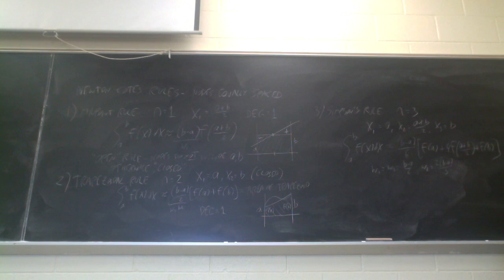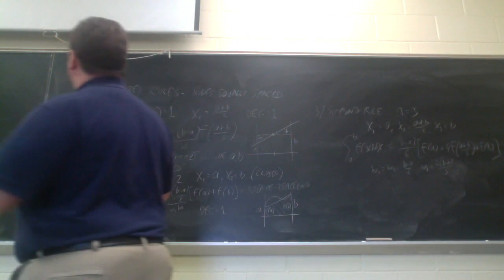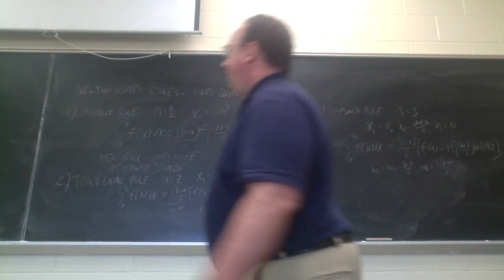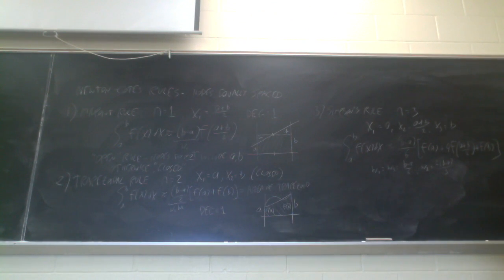Similar to why, with differentiation, the sum of all the weights had to be 0, is because what if f is a constant function? Like, what if f of x is equal to 1? Then the answer should be b minus a. And in a quadrature rule, if f is a constant, you pull that out of your sum, and what's left? The sum of the weights. So that's why it has to be b minus a. Okay. So that's something we're always going to see.